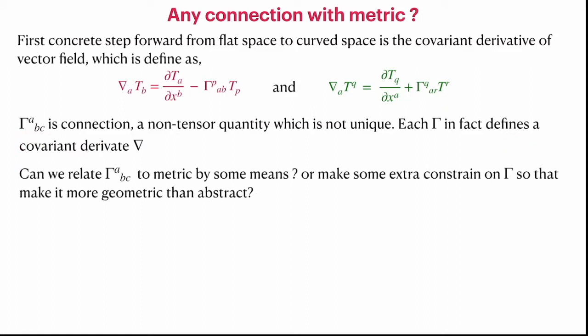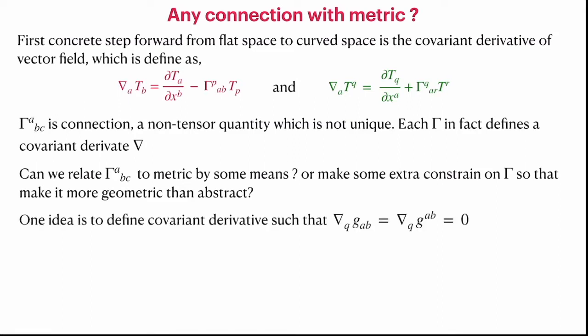The question is: is there some way we can connect gamma to the metric itself? Because eventually we want to express everything in terms of the metric. That is what happens in the general theory of relativity. Ideally you would want to ask whether gamma can be related to the metric. It may or may not be related, but what convenience does it offer, and does it offer some constraint on gamma so that we can easily compute the gamma coefficient as well as connect it to the geometry?